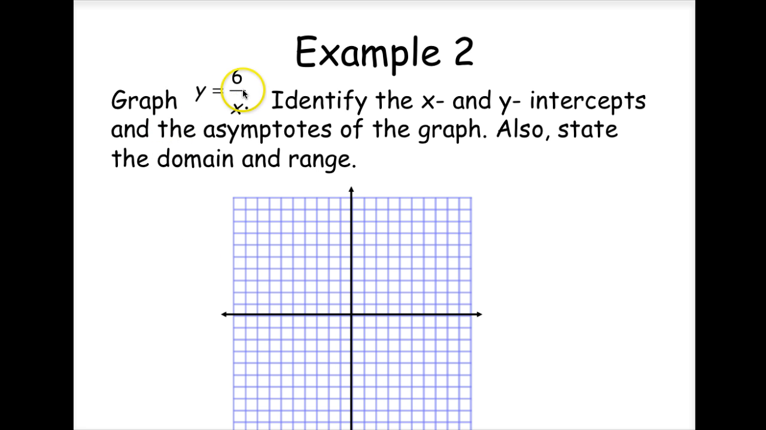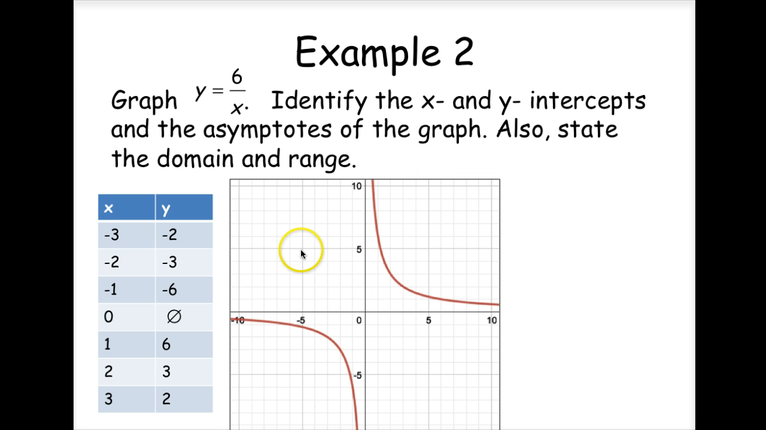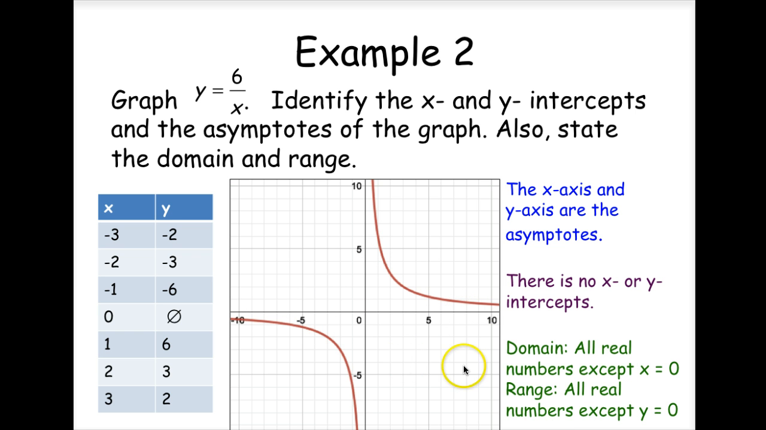Okay, we're going to graph y is equal to 6 over x. So let's do that in our graphing calculator. We're also going to identify the x and y intercepts and the asymptotes of the graph. Also state the domain and range. These are our 2 branches. What do we notice? We notice that the x-axis and the y-axis are both asymptotes. There is no x or y intercept. The domain is all real numbers except where x is equal to 0, and the range is all real numbers except for y is equal to 0.